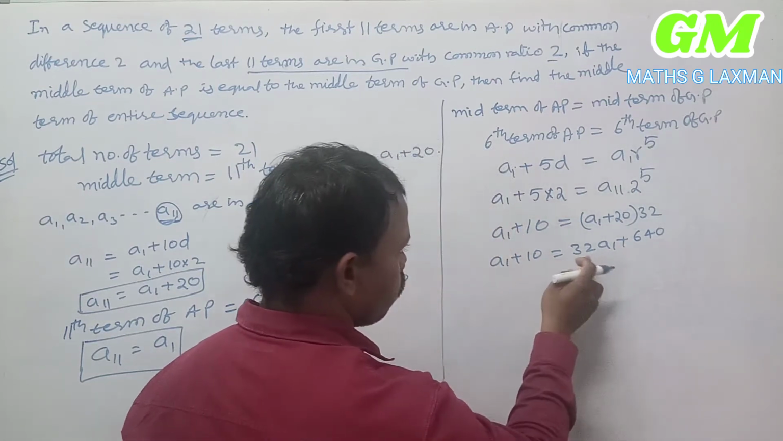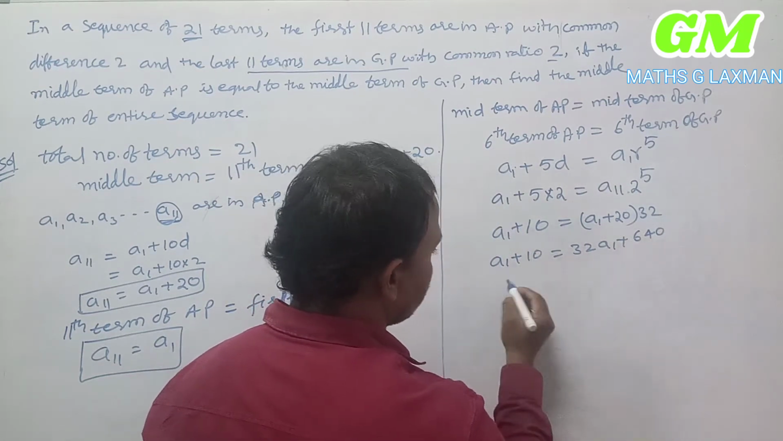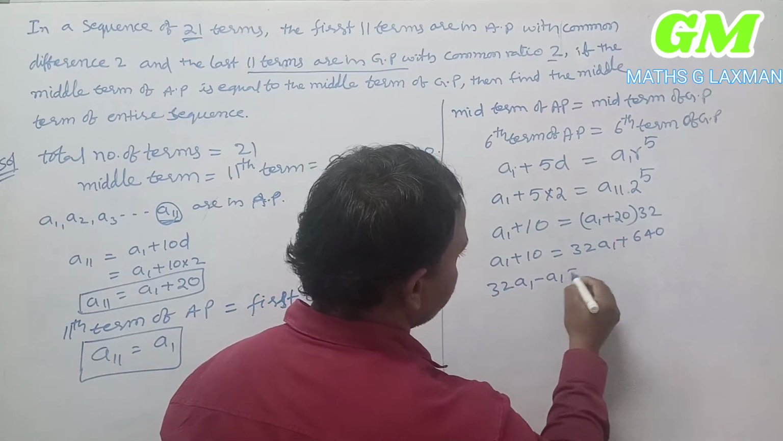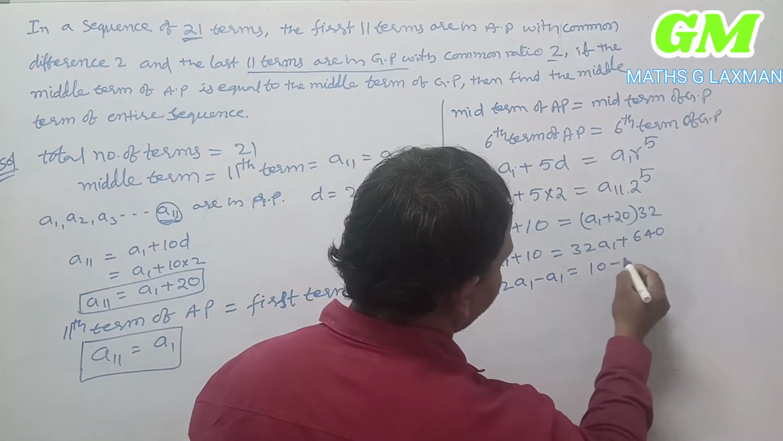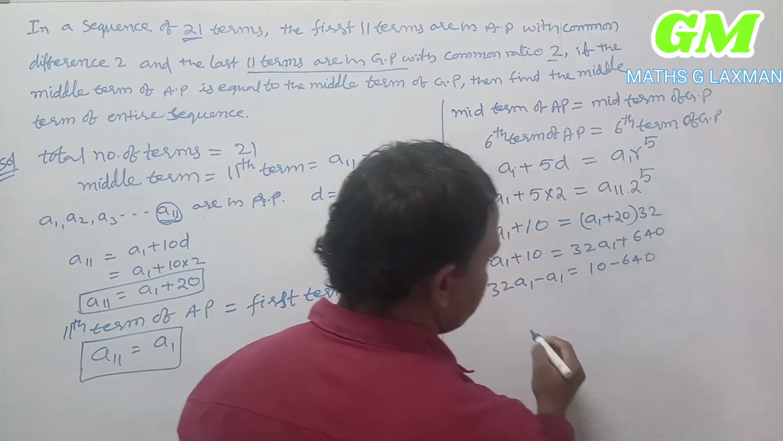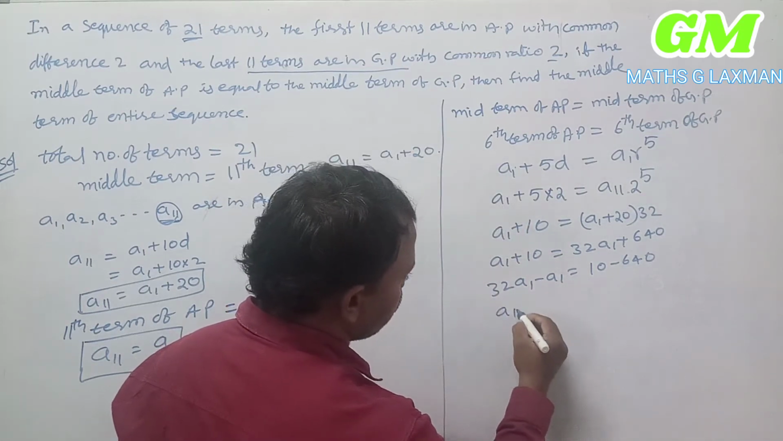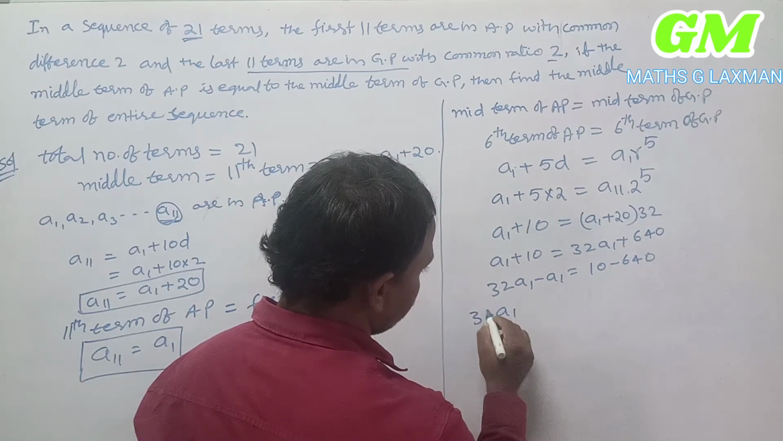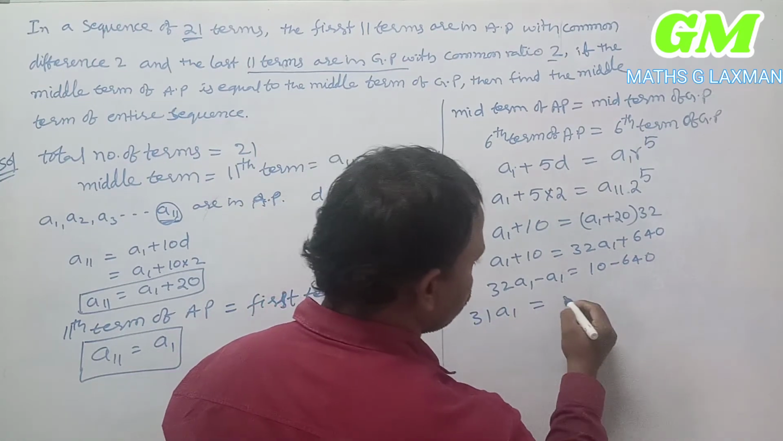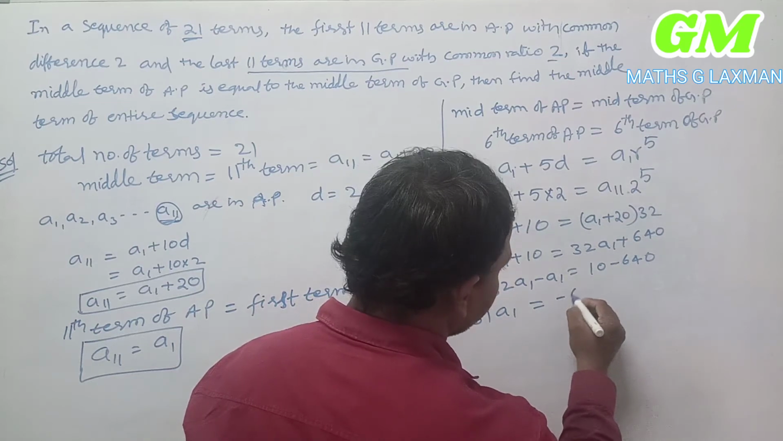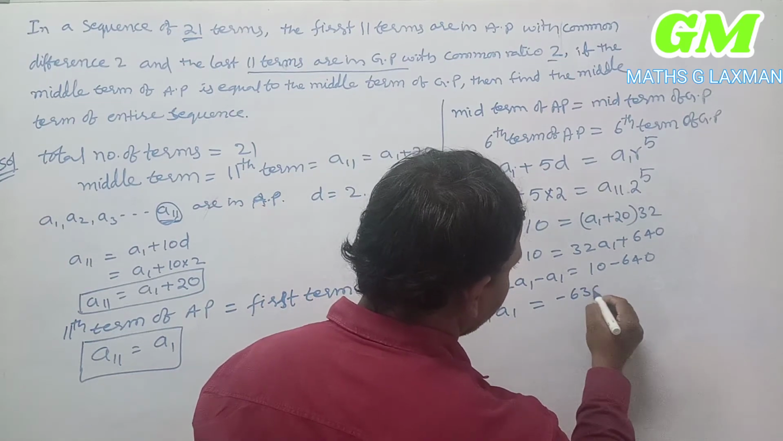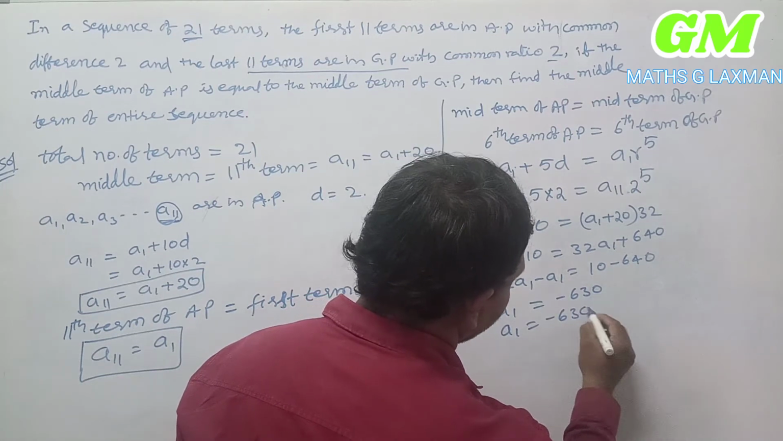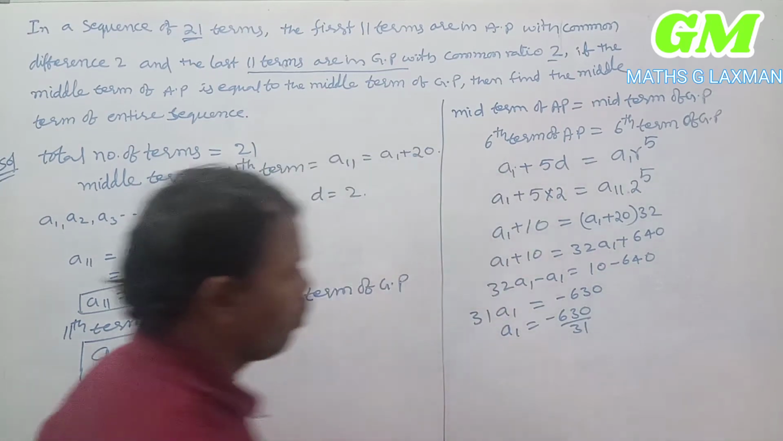So just change to that side. So 32 A1 minus A1 is equal to 10 minus 640. So take A1 as common, you will get 32 minus 1, 31, right? So 31 A1 is equal to minus 630, right? So A1 is equal to minus 630 divided by 31.